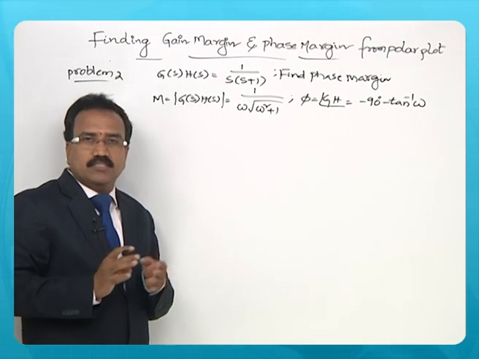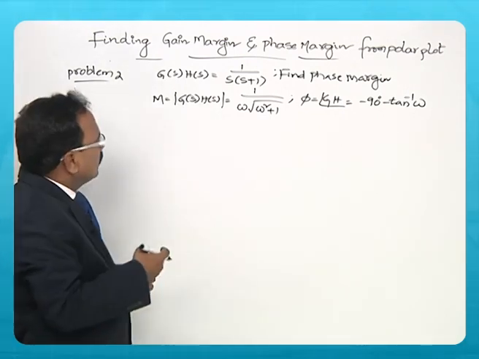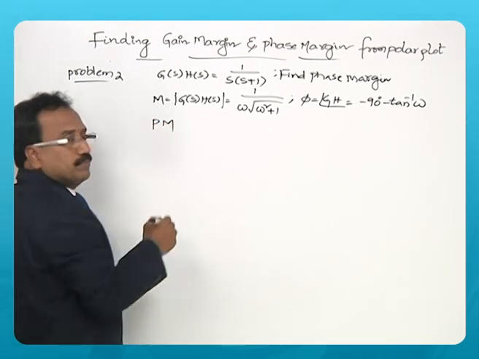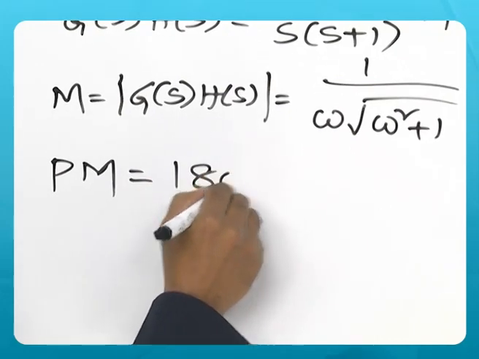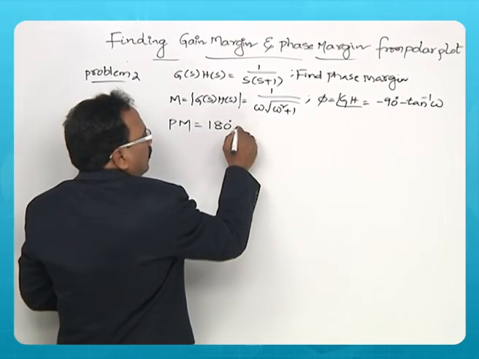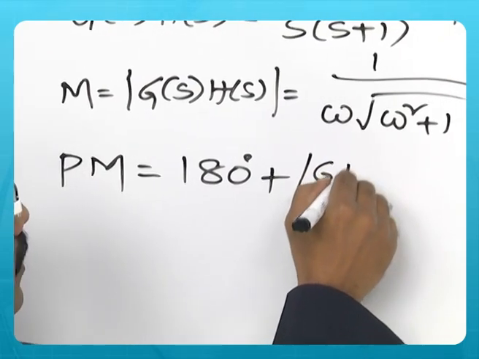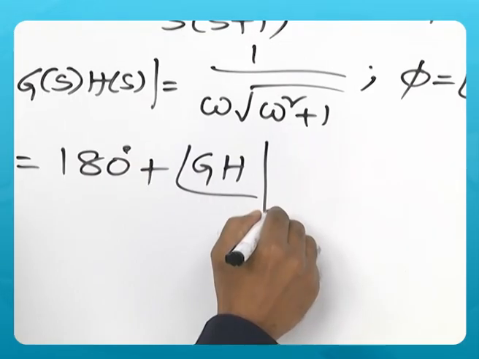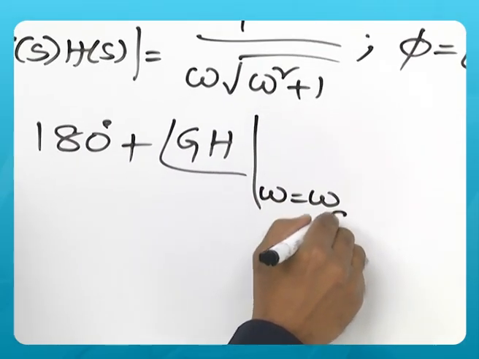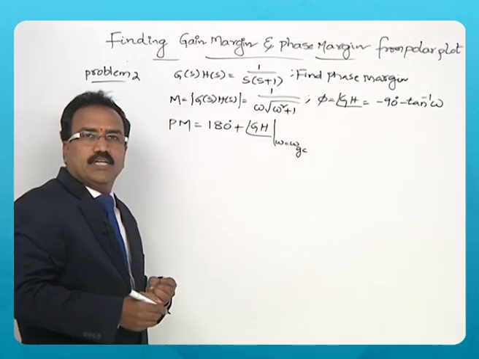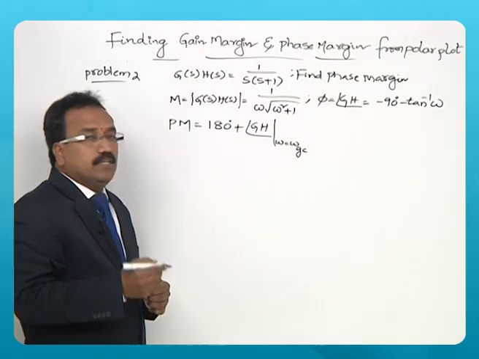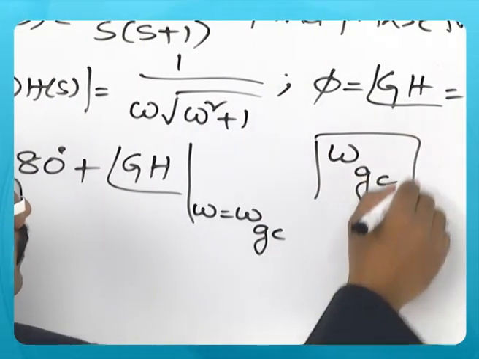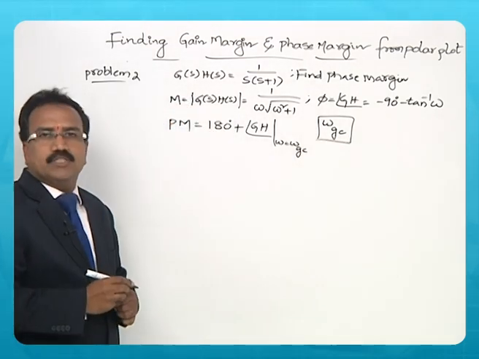So, once you get this magnitude and phase angle, now to determine the phase margin PM, the formula for this phase margin is 180 degrees plus the phase angle term of the system at omega equal to omega GC. So, I need to get omega GC to find out the phase margin.